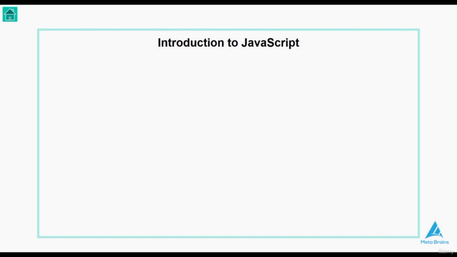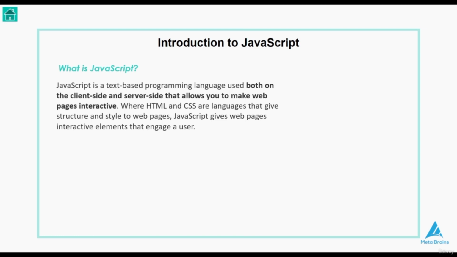What is JavaScript? First and foremost, what is JavaScript? JavaScript is a client-side and server-side language that makes web pages interactive. Because with HTML, CSS, and Bootstrap, you can build the structure and the design of your website, but you cannot really make them super interactive. And that's why we need JavaScript. We need JavaScript to give some dynamism to our website, to make our website dynamic.